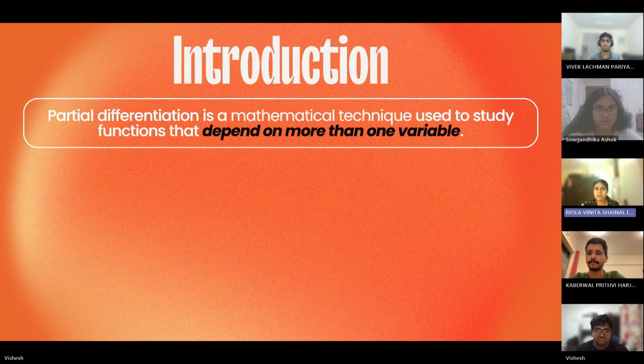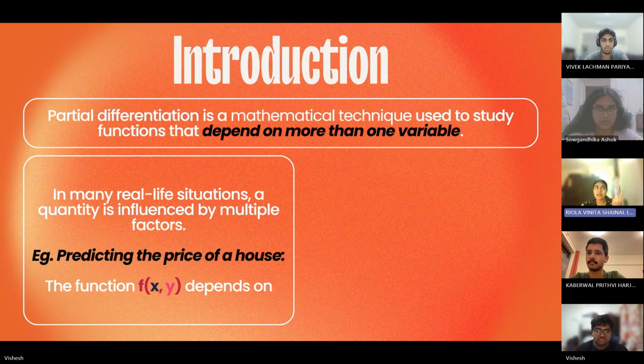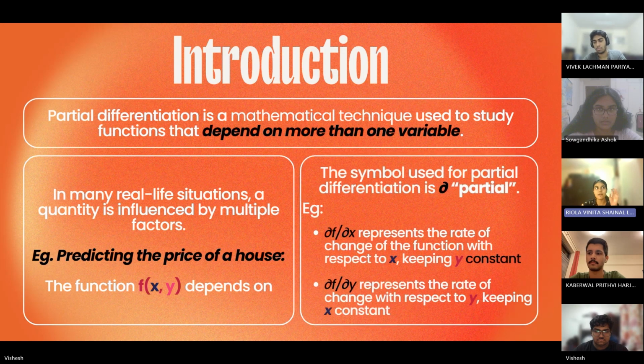So now think about something like predicting house prices. It's not just one factor. It depends on size, age, location, and more. So instead of a simple function, we deal with something like f of x, y, multiple inputs but one output. And that's completely what changes how we differentiate. So that's where the symbol comes in, which is called partial, dou. And you're going to see it again and again throughout this topic.